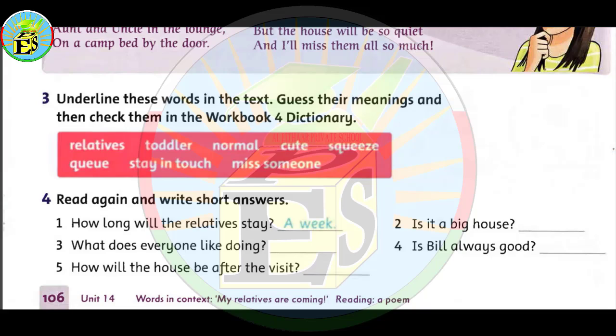Word number 7 is stay in touch with me, which means to stay communicated with each other. And the last one is miss someone, which means feeling sad or to be sad if someone is not with you. And miss someone is a verb. You can find the meaning of this word on page 134.